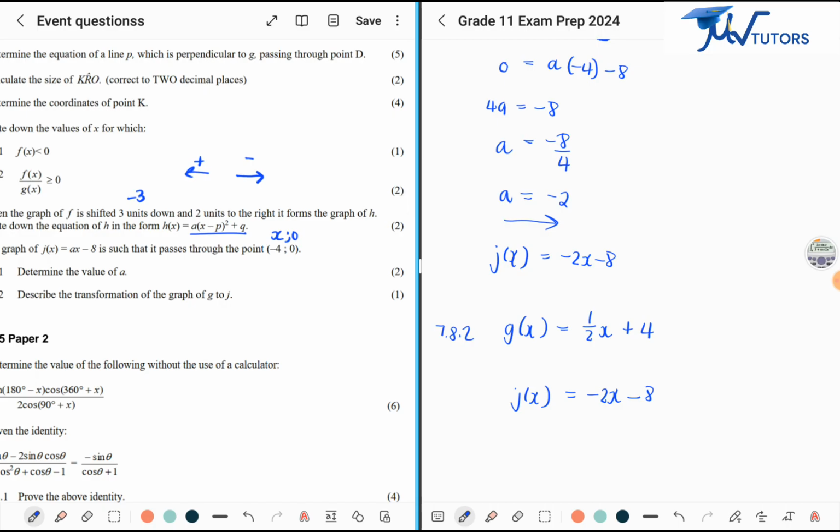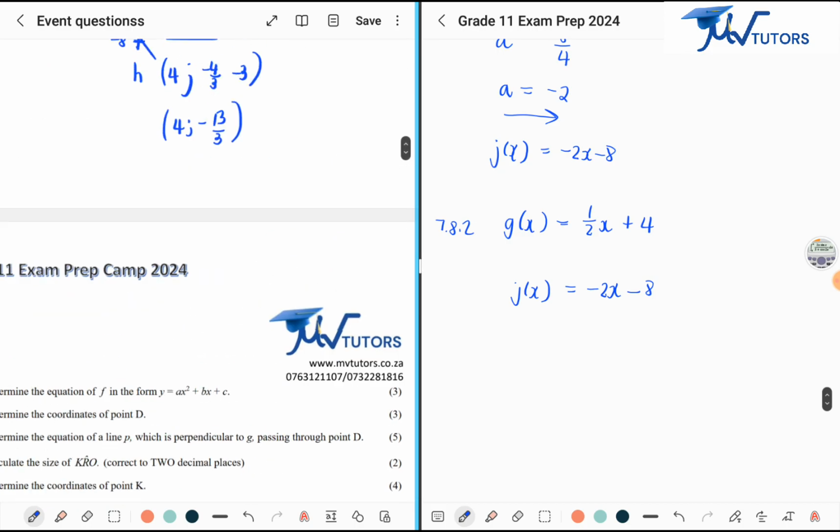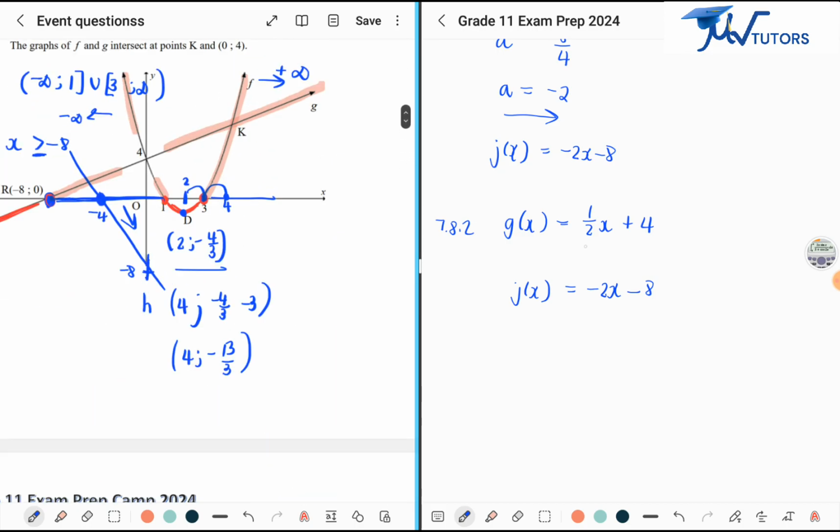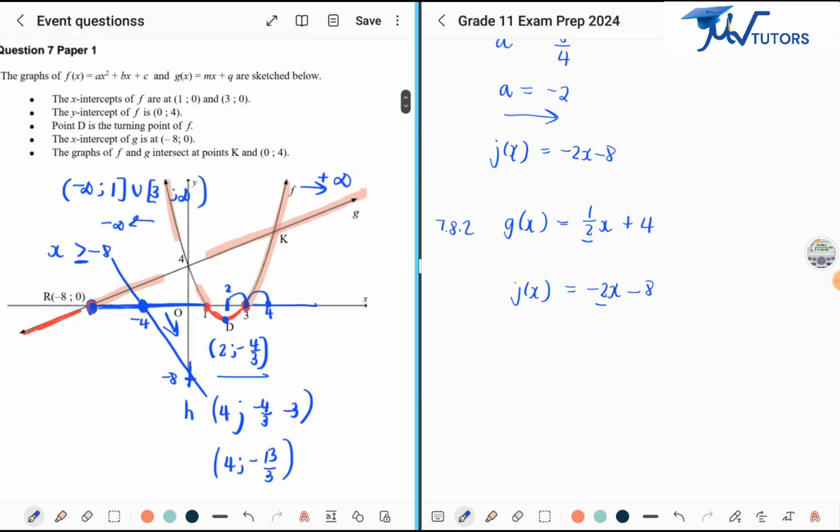It feels like a lot of things happened over here. So one thing I can tell you just by looking at it, the fact that the gradients are at 90 degrees to one another, they're perpendicular to one another, okay? Because if I say a half times negative 2, I'm going to get negative 1. So basically, g of x is perpendicular to j of x. For 1 mark, that's where I stop, okay?